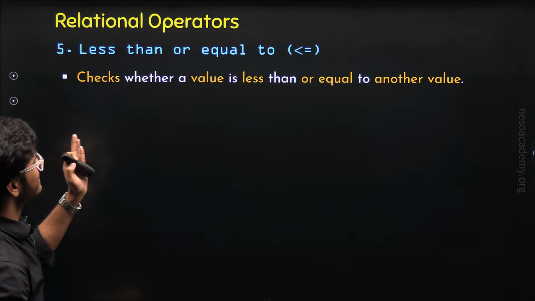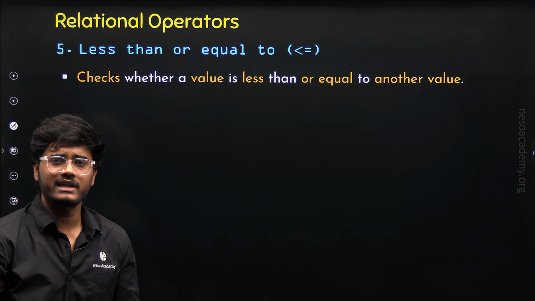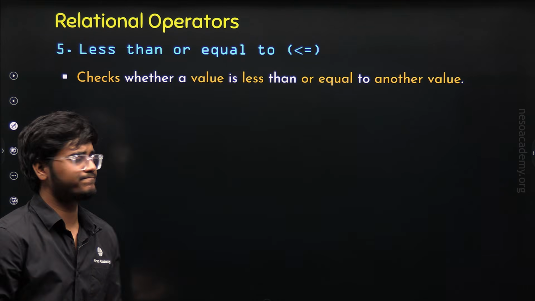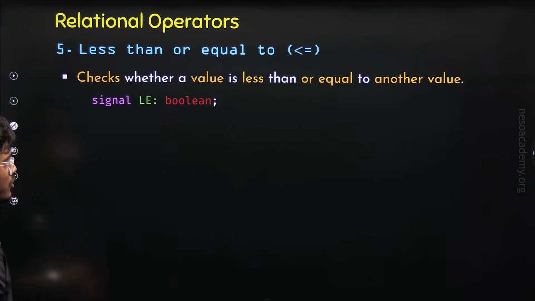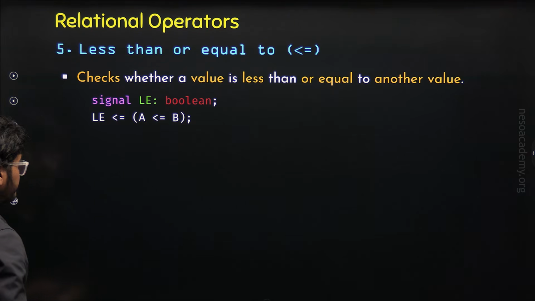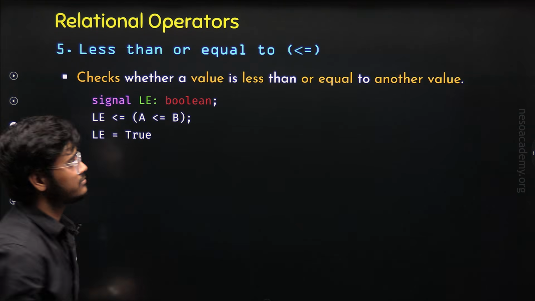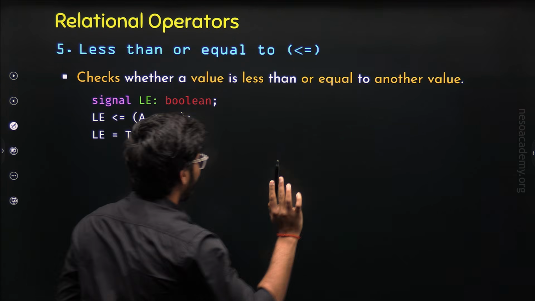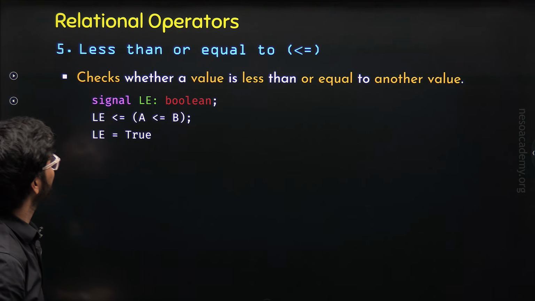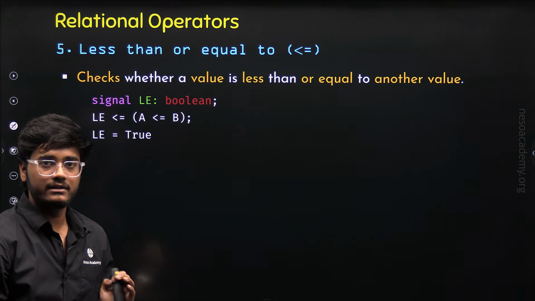Now let's see how to use this less than or equal to operation using the less than equal to operator, considering the same two signals A and B, where A is 10 and B is also 10. Now I am taking signal LE to store the result and let's perform the operation of A less than equal to B. Now in this case, LE will return true because one of the two conditions, both values should be equal, is satisfied. Here A is equal to 10 and B is also equal to 10. So I hope you understand how to use the less than or equal to operator in operations.